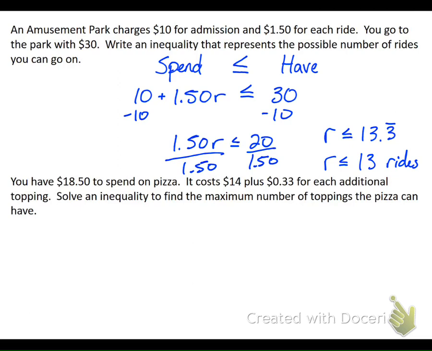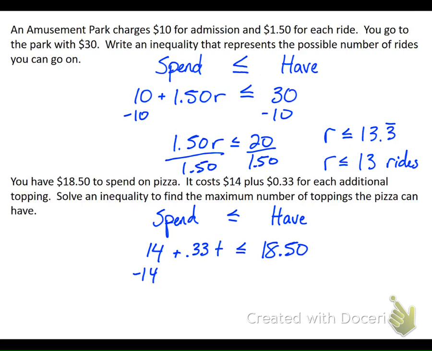The next problem, you have $18.50 to spend on pizza, and then I got how much each pizza costs. So again, I'm going to set it up the same way. I've got money that I'm going to spend and money that I have. Money that I have has to be bigger or equal to the money that I spend. So I've got $18.50, and then I've got $14 plus 33 cents for each topping.